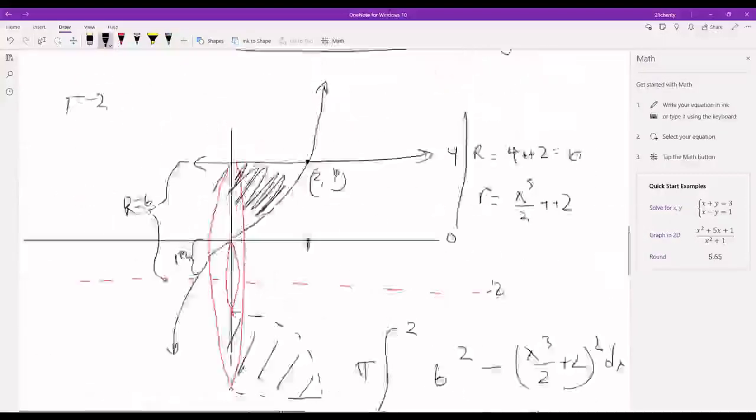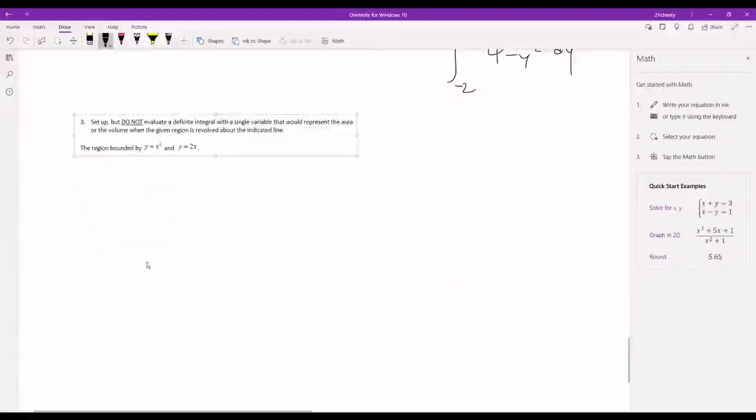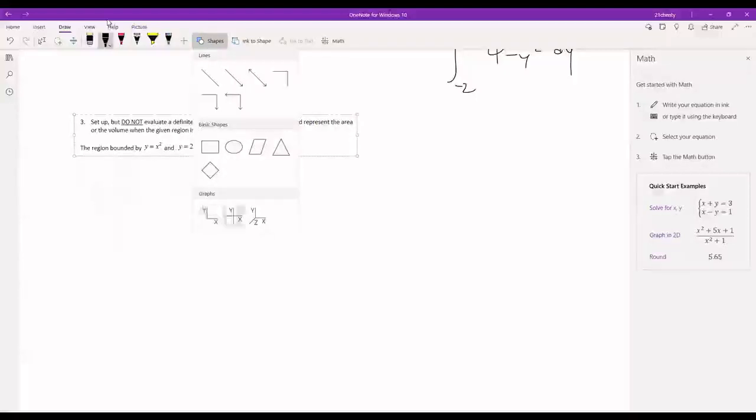Now let's go to question number 3. Okay, question number 3. Set up but don't evaluate a definite integral with a single variable that would represent the area or the volume when given the region is revolved around the indicated line. So let's just draw out the indicated region first.